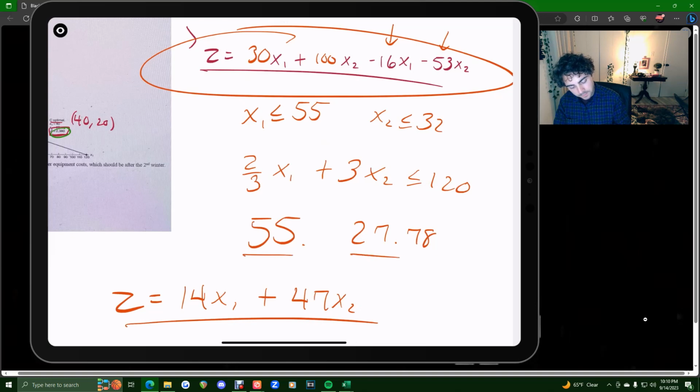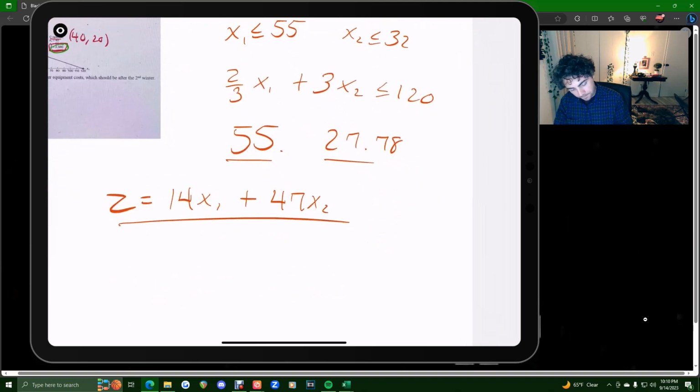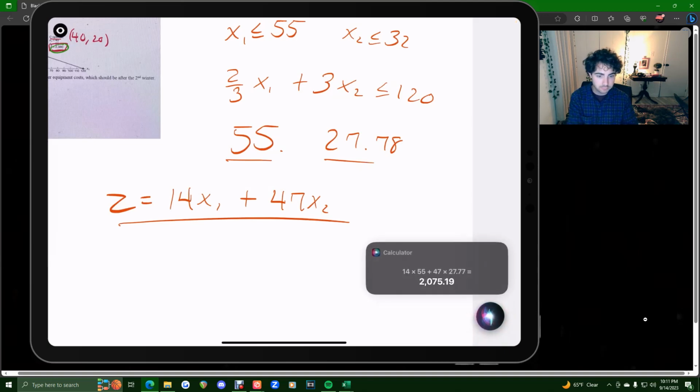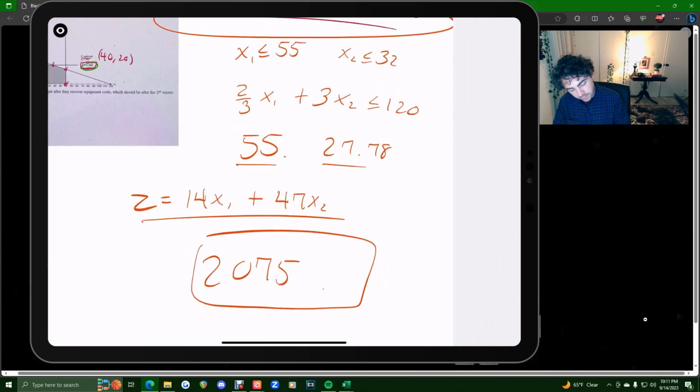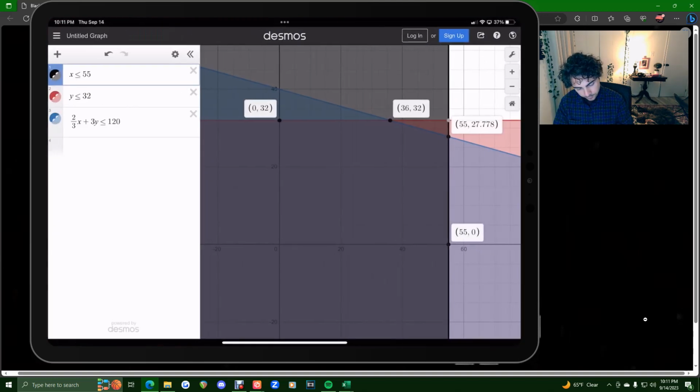Let's try these. 14 times 55 plus 47 times 27.77. It's 2075.19. All right. All that work just to get that the profit did not increase. So about $2,075. Let me just try some of the other ordered pairs just to make sure, because I do not have the answer key for this, I guess.